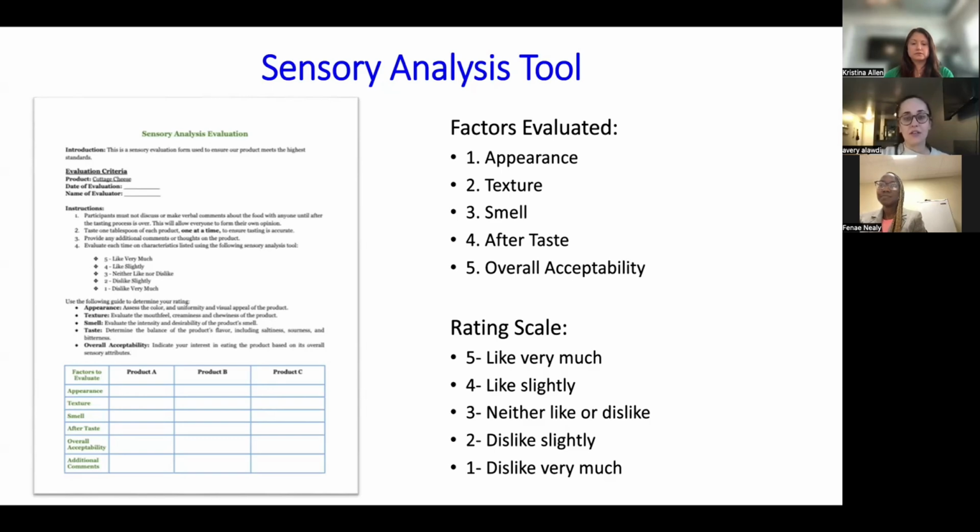And as you can see on this slide, to the left, we have our sensory analysis evaluation tool that we actually used. So we handed this paper out at the beginning of the evaluation to each of the participants. This just helped them stay on track and understand what the instructions are. And as you can see, we have our chart, and to the left, you can see the factors to evaluate. And then we have product A, product B, and product C to help prevent bias when evaluating the products.